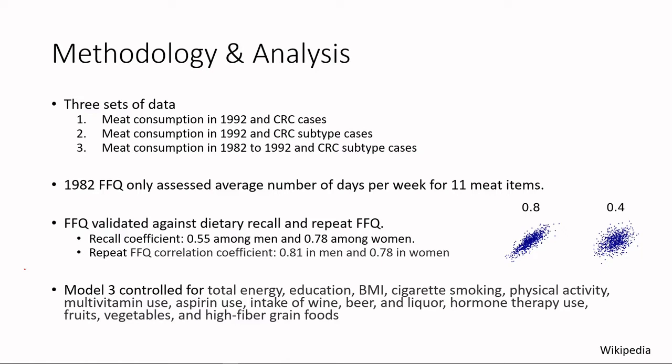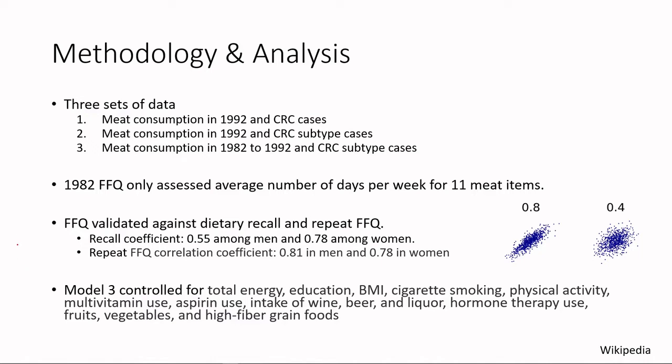Of note, a major limitation of the study is that the 82 food frequency questionnaire only assessed the average number of days per week for 11 meat items. This means that eating 5 hamburgers in one day versus 1 hamburger in one day was counted as the same, meaning that meat was consumed in 1 out of the 7 days for both of those subjects. This is very crude and rudimentary data collection and a major limiting factor for that third set of data above.